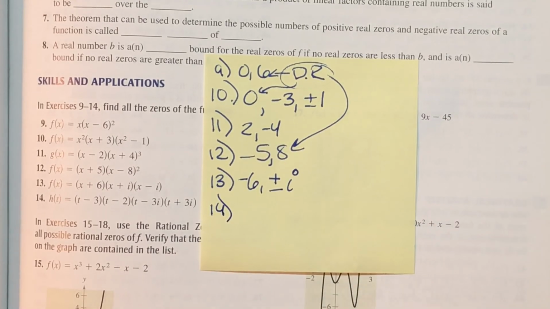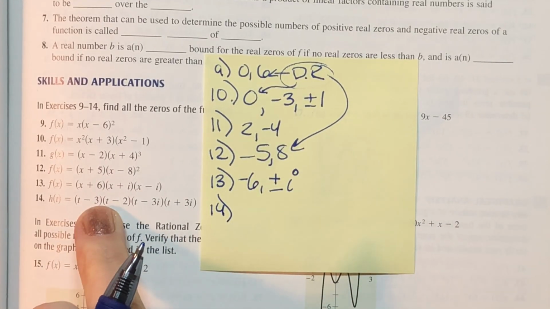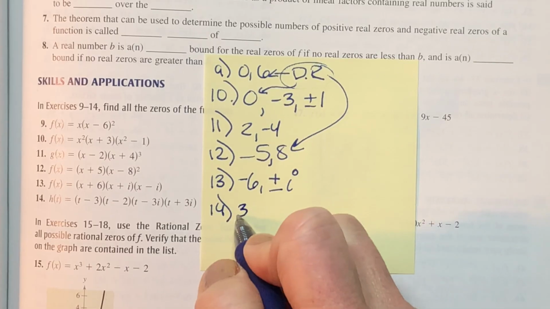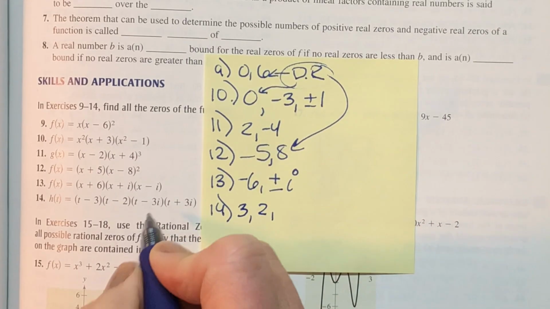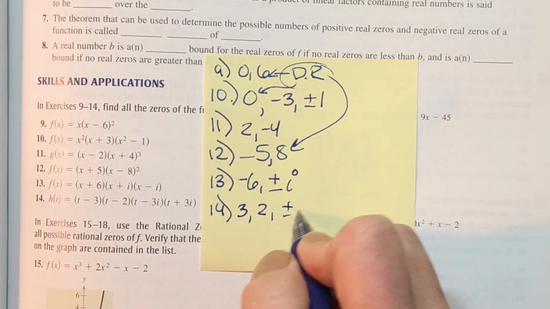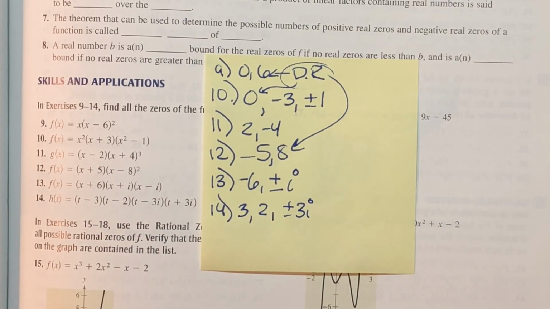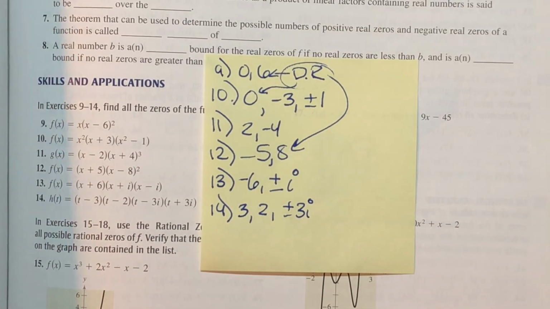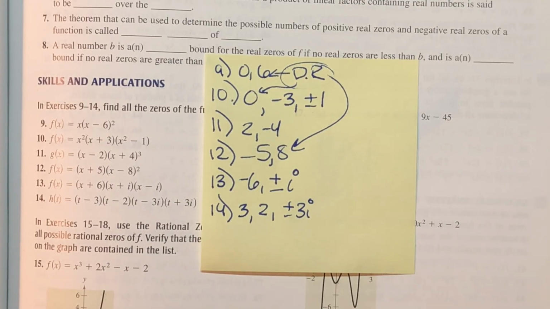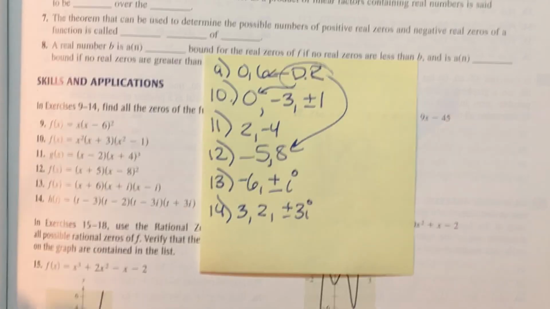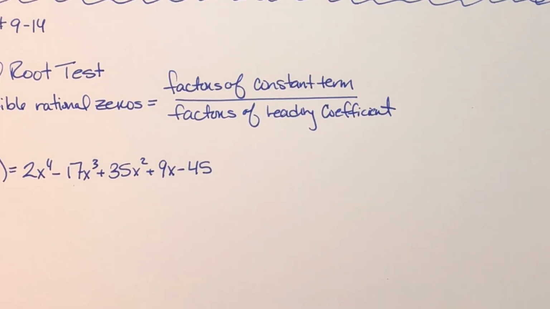For 14, we're not going to graph that. Look at what you have: a positive 3, a positive 2, and then plus or minus 3i. If I FOILed this all out, notice that all my terms would be real. I wouldn't be left with any imaginary numbers. Okay? So let's go out of your book now and let's try a new theorem.